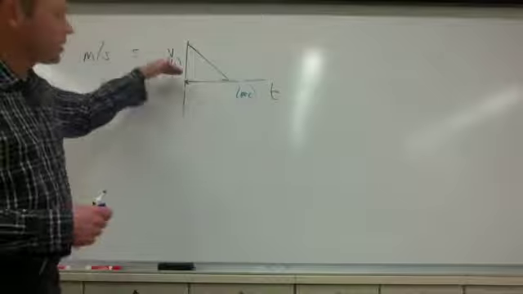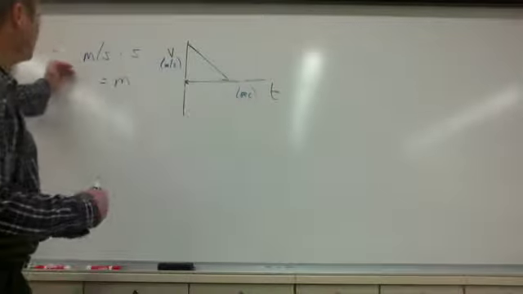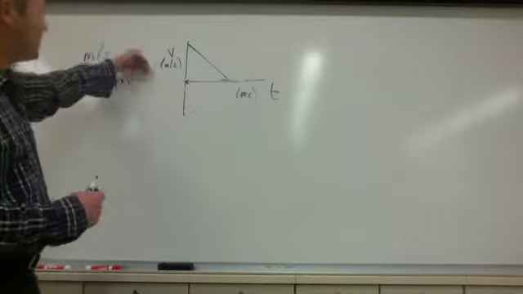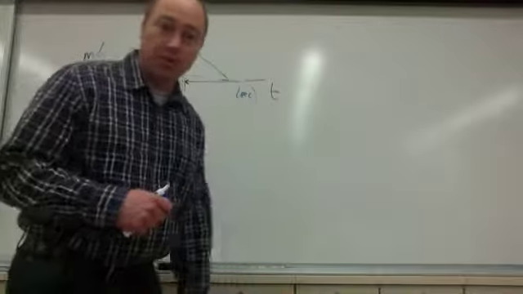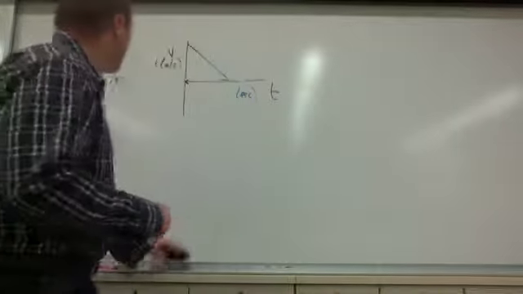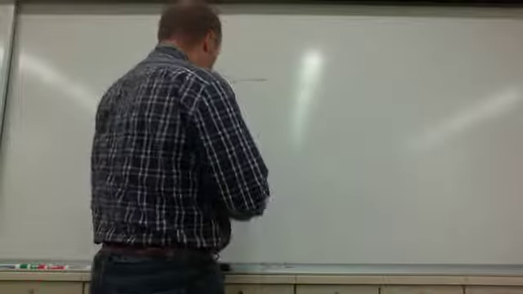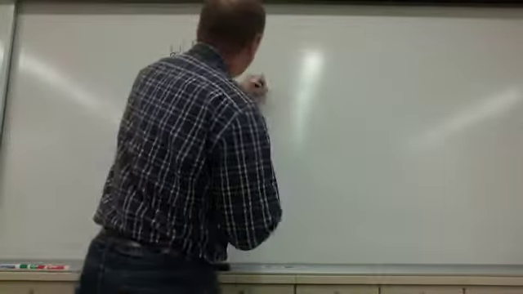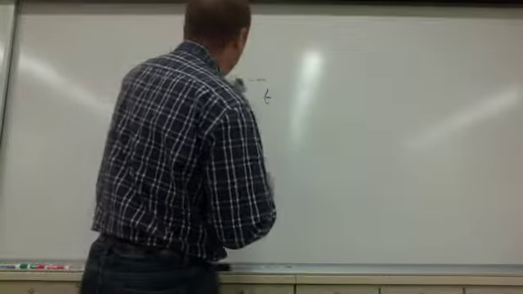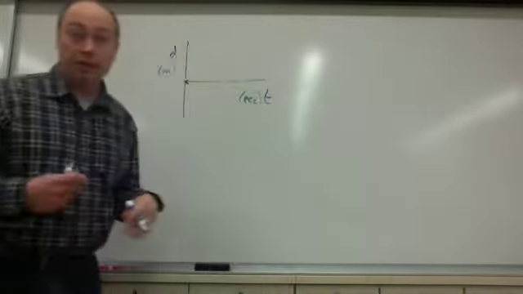So the slope would be meters per second, acceleration. The area would be meters per second times seconds, which is meters. That's your displacement, so if you want to know how far you go. Anyway, let's say we have a different graph though. Let's say we have a d versus t graph, where this is meters and this is in seconds.